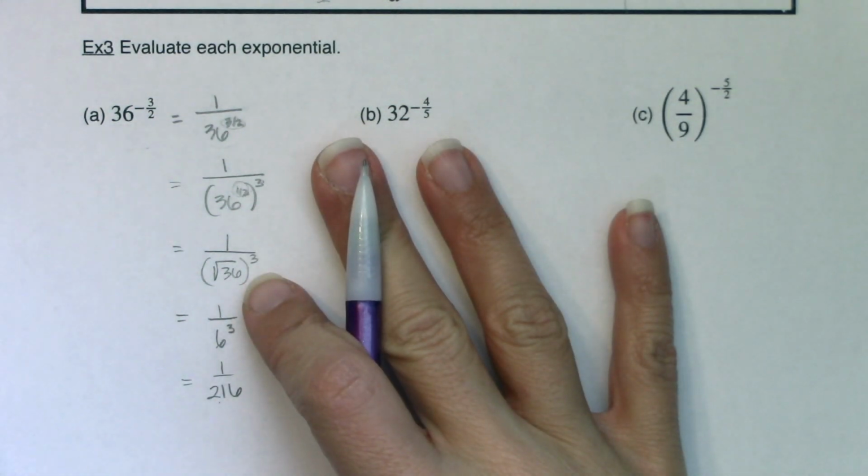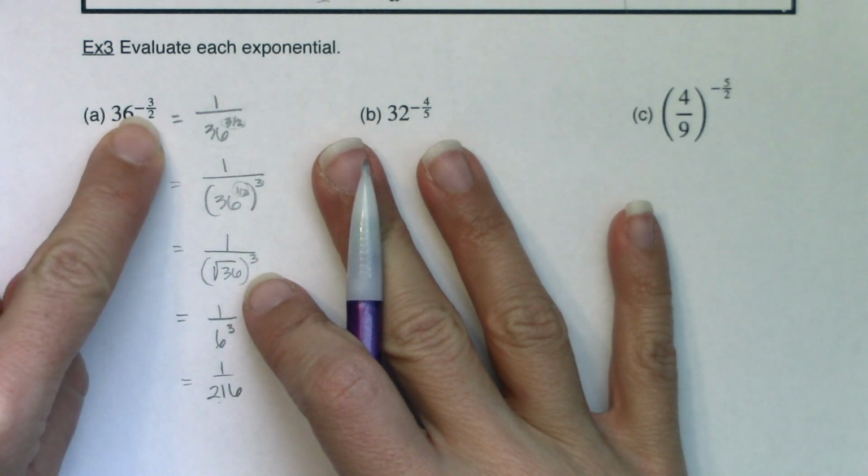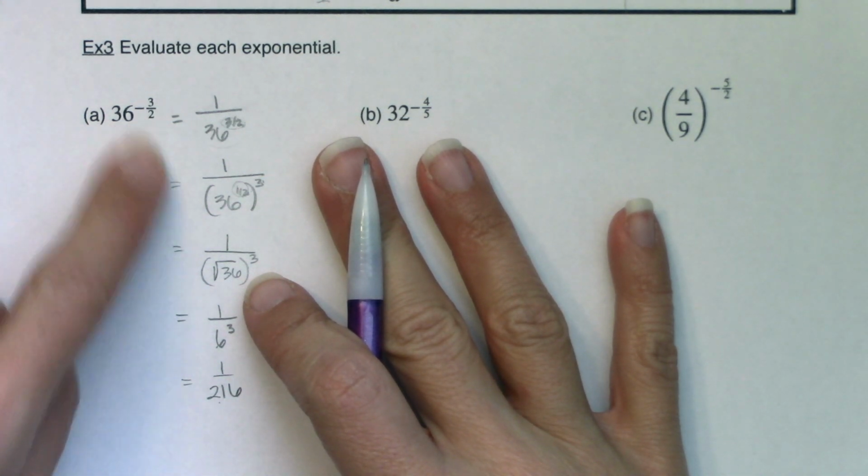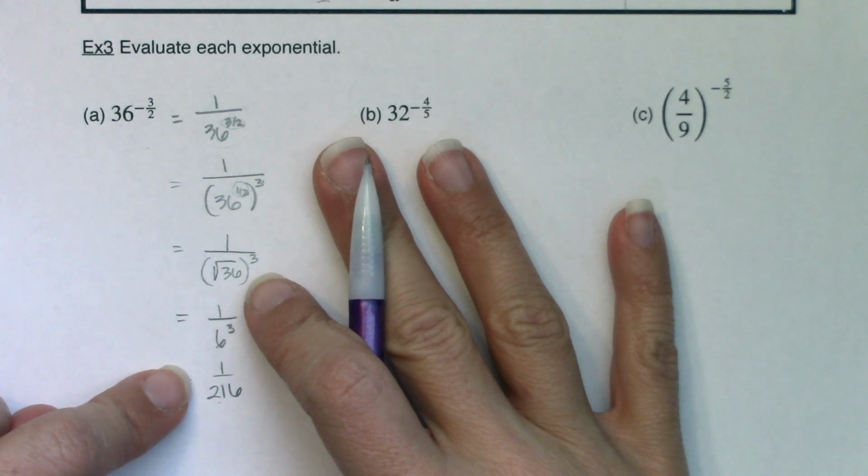But if I take a step back, when I see that negative exponent, I know I'm going to have a fraction at the end because that's what the negative exponent is doing.